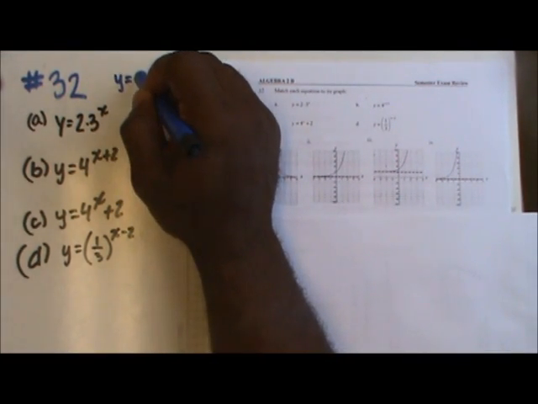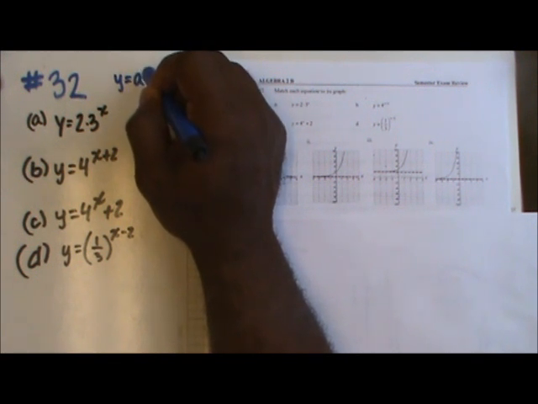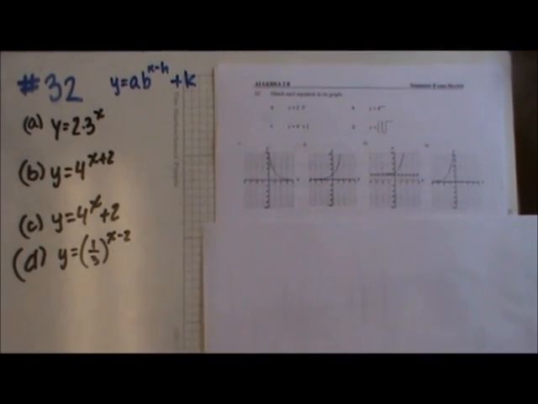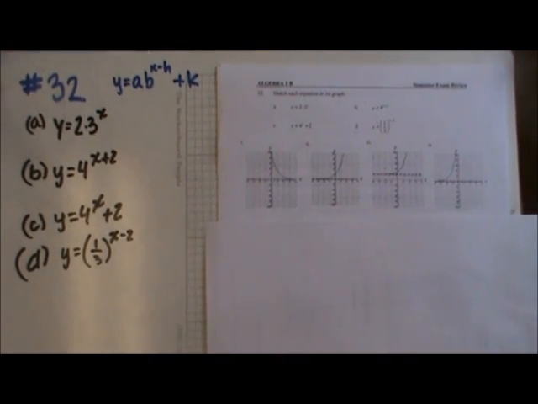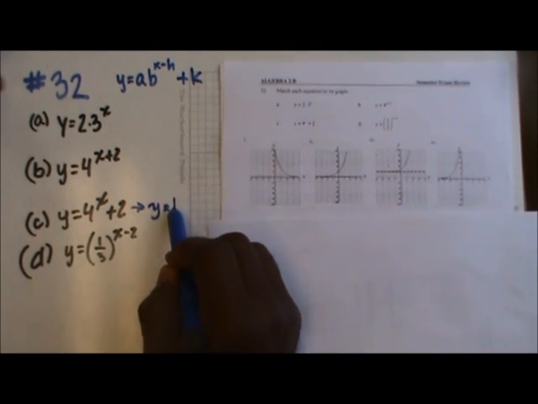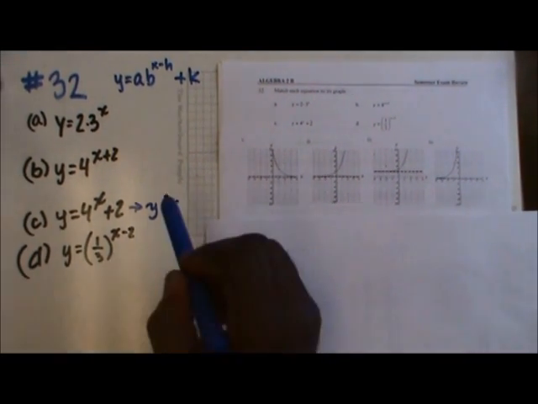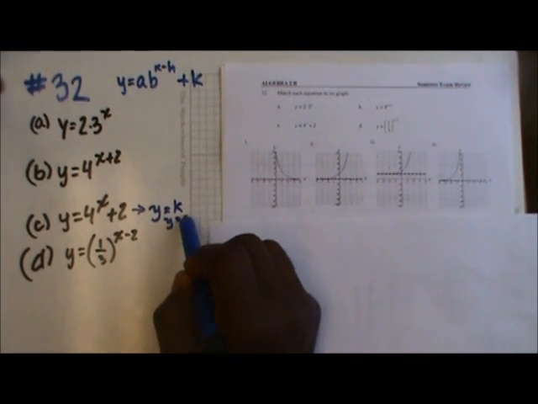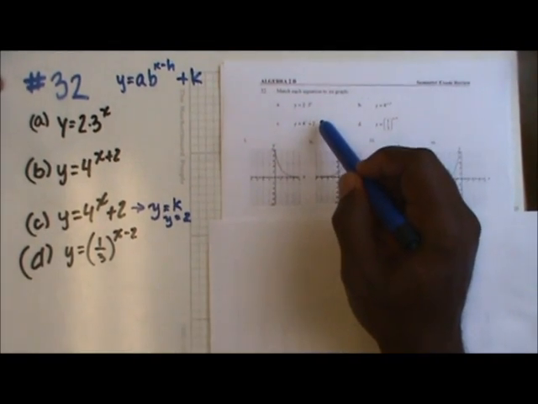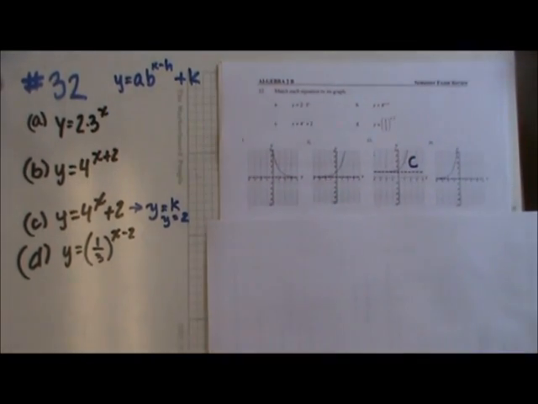to match these. First of all, for all of these, we're going y is equal to a times b to the x minus h plus k. If we look at our k value, we only have one with a different k value, and that's c. That'll let us know that y is equal to k is your asymptote, and so for c, we have a different asymptote, y is equal to 2. So that lets us know that this graph is c.